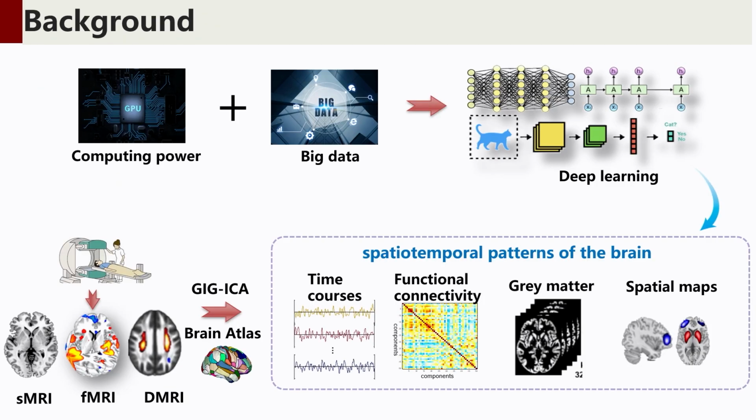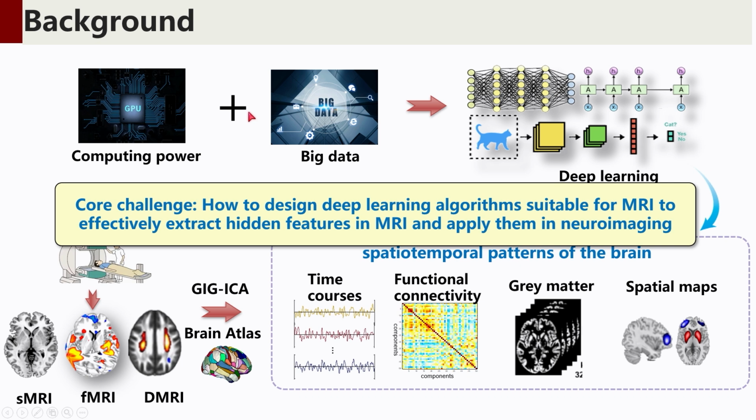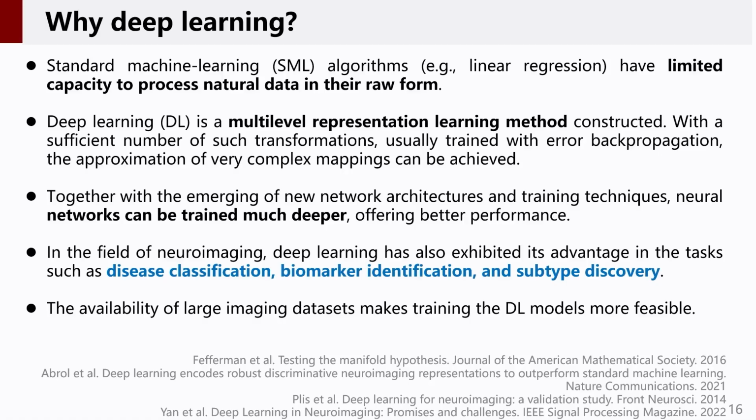So the core challenge is how we could design those DL algorithms that will be suitable for MRI to effectively extract the hidden layers in MRI and apply them to neuroimaging data. As for fMRI, today I will use the example of fMRI and its structure. For each MRI data, we usually could extract various features from the time series and the spatial maps, also the brain morphometry, and based on the time series we can calculate functional connectivities, which give us some graph structure.